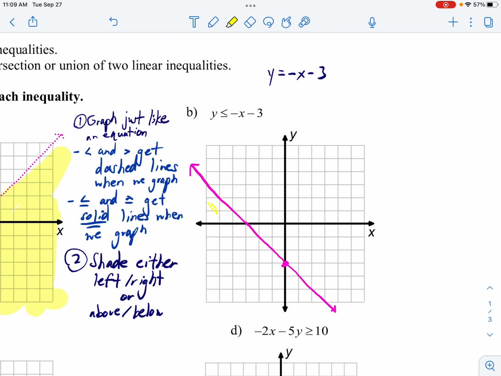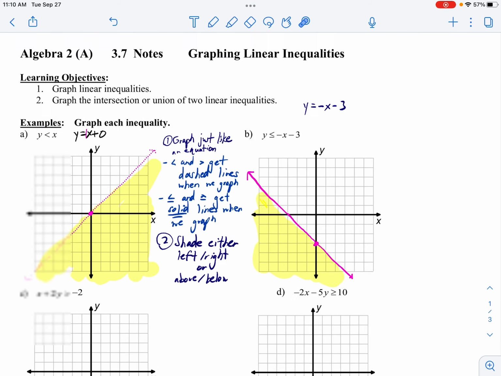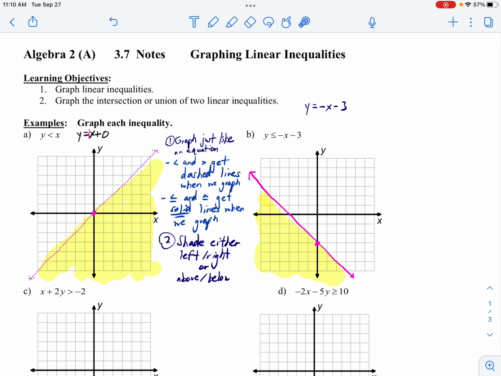So let's do that. Oh, I want a highlighter. There we go. We want to shade below. Okay? So y is less than or equal to negative x minus 3 here, okay? Right, if you didn't understand that, go rewind, email me, ask questions, ask Mr. Miller questions, okay? Why? We shade below the line, because y is less than this line, okay?